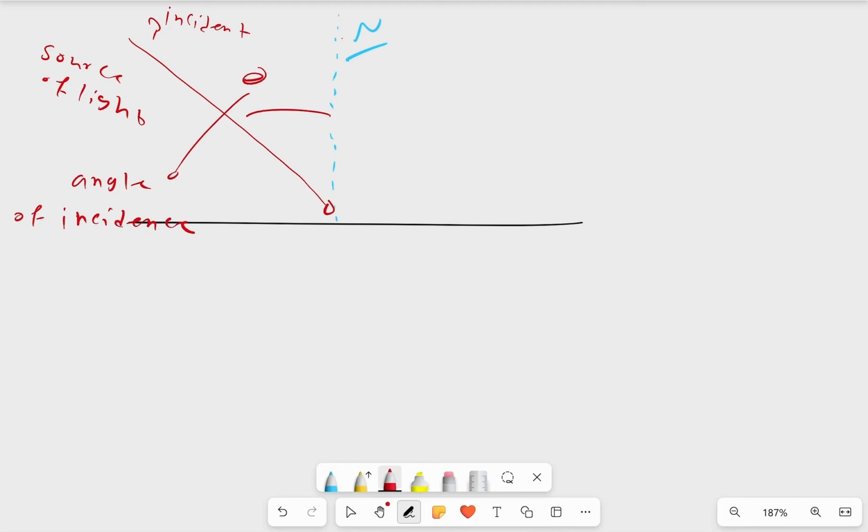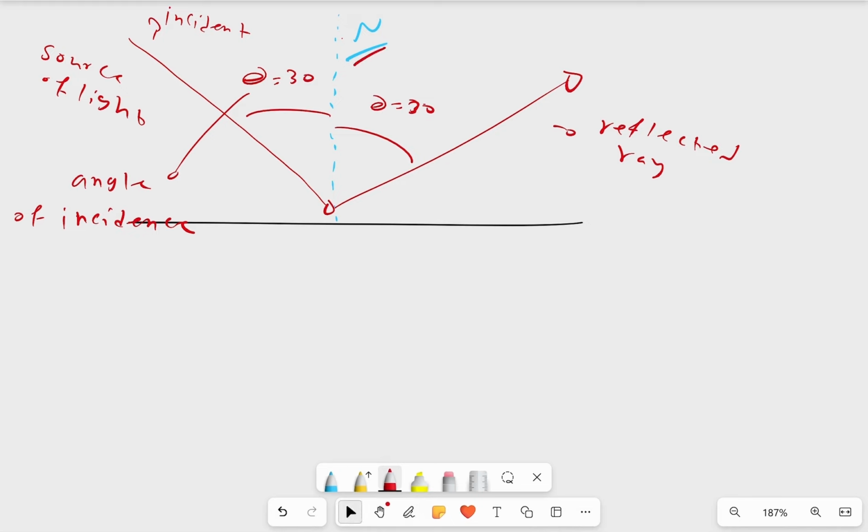Because this is a specular reflection, a mirror is a specular reflection, the angle of the reflected ray here, let's put a number. Let's say this is going to be 30 and this one is going to be 30 as well, because this is specular reflection, a smooth and shiny surface. This is called the reflected ray, and the angle between the normal line and the reflected ray is called theta bar, and it's called the angle of reflection.